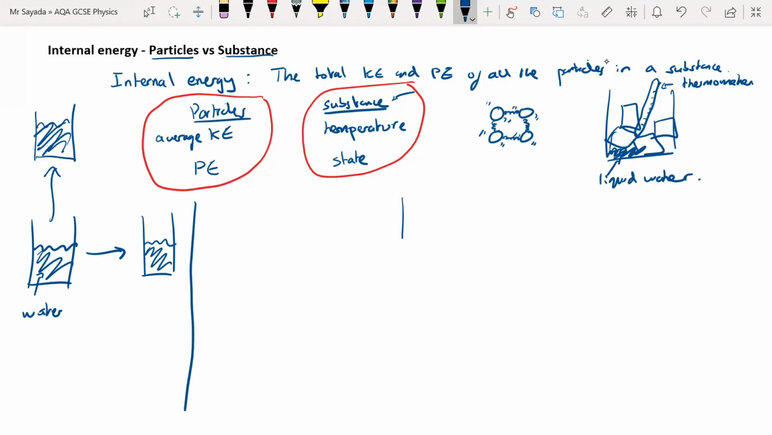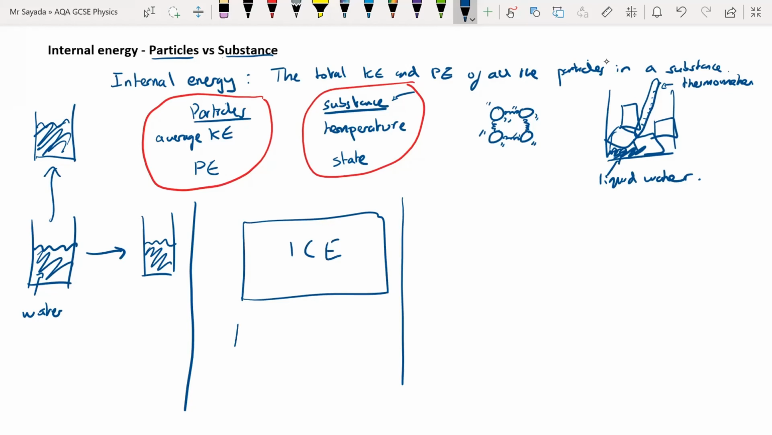Another thing I want to discuss is, what if I have, for example, a big block of ice? Here is a big block of ice. And then I cut that big block of ice into some smaller pieces of ice without changing the temperature. How does the internal energy of this smaller piece of ice compare with this bigger piece of ice? What do you think? Say your answer to the video.